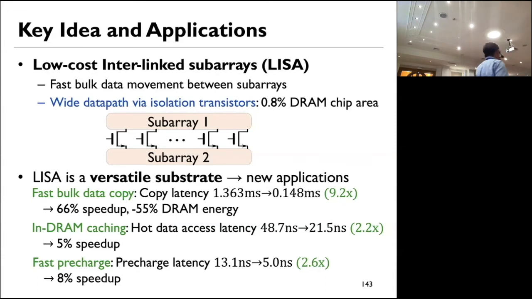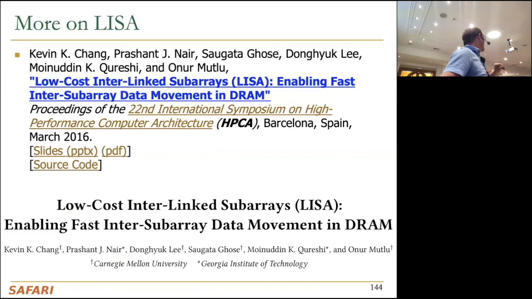Yes. Basically, this is the answer: 0.8% of the DRAM chip area. And I believe you can optimize it even more. This is based on some industry numbers from designs that also add isolation transistors for other reasons. But that's always a very good question.